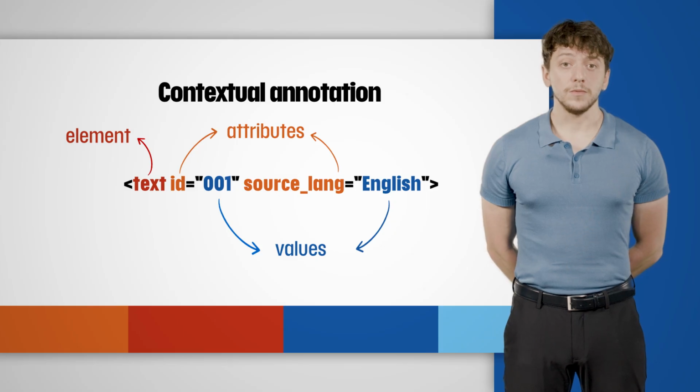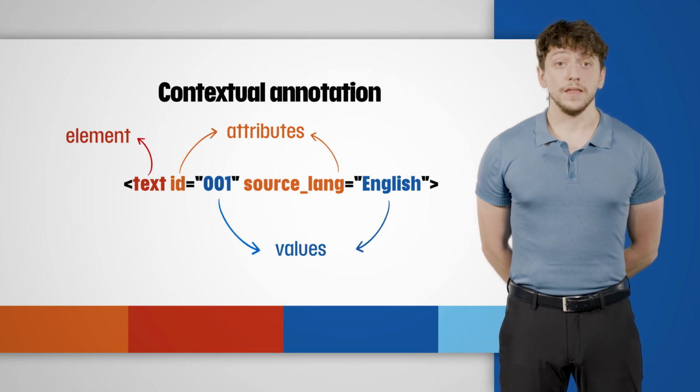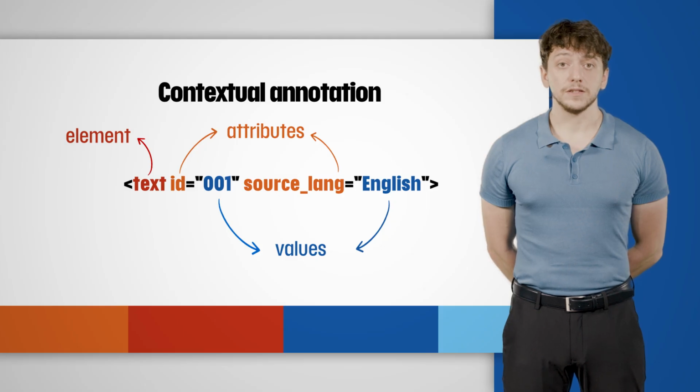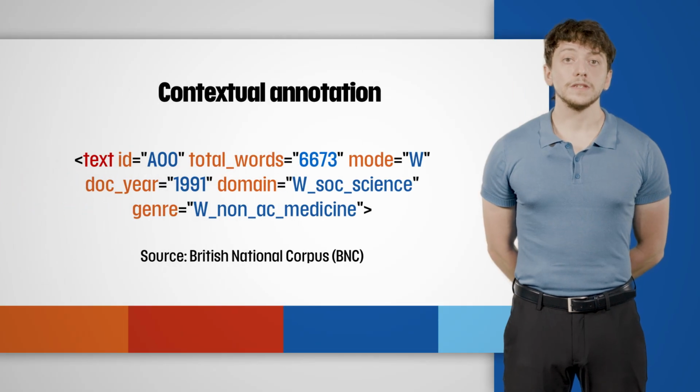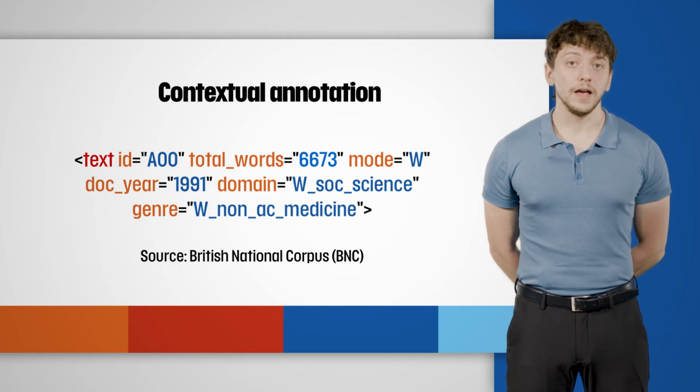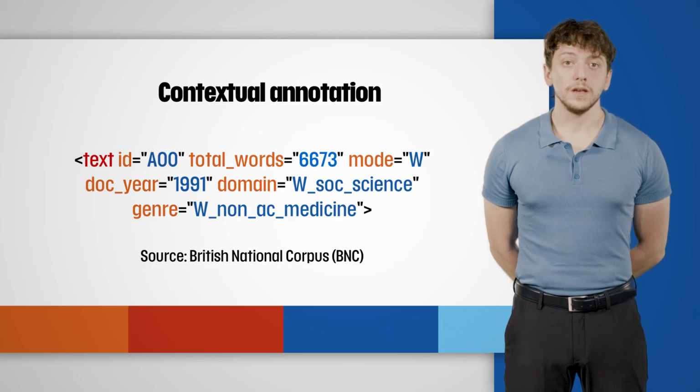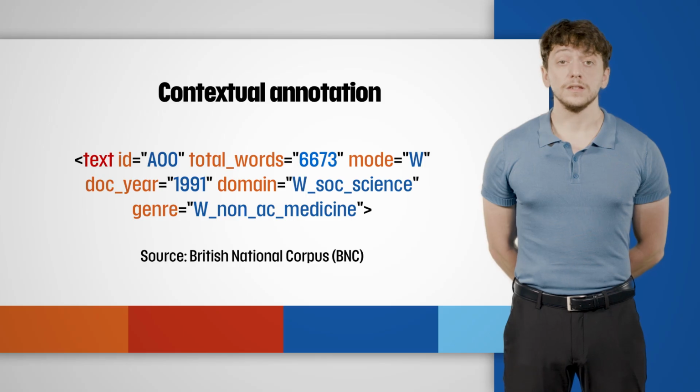Elements are enclosed in angled brackets and can contain one or more attributes, which are pairs of labels and values. For instance, in this example, the element text has two attributes: ID with the value 001 and source language with the value English. This structure helps both humans and machines to interpret the context of the text consistently. Here is another simplified example of a whole XML header from the British National Corpus. It includes information such as file ID, word count, year, domain, and genre.